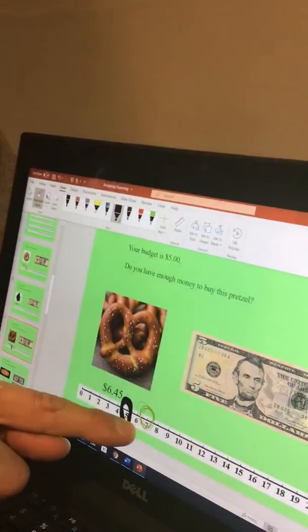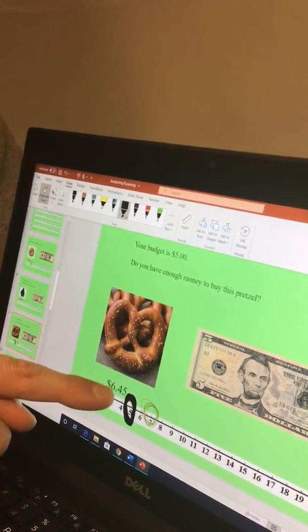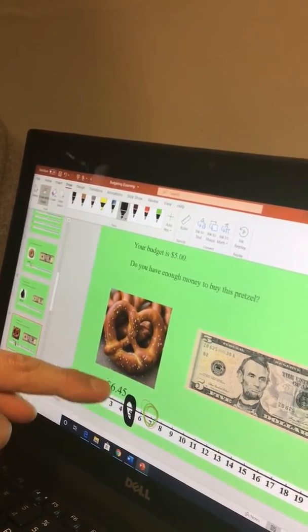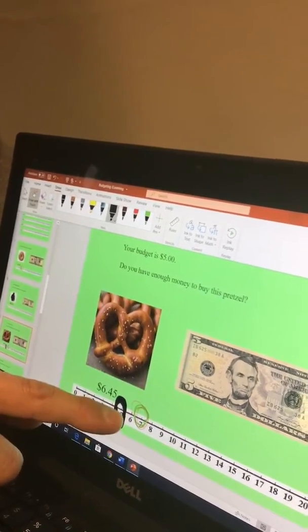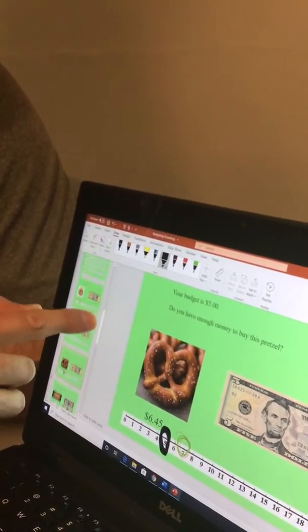So let's look. If our budget is $5 and we want to buy the pretzels that cost $7, is that in our budget? No, that is not in our budget because $7 is more, right? It's bigger than $5. So it's not in our budget. So can we buy the pretzels? No, we can't. Unfortunately, we cannot buy the pretzels. Can we look at the menu now? Yes, now we're gonna look at the menu.